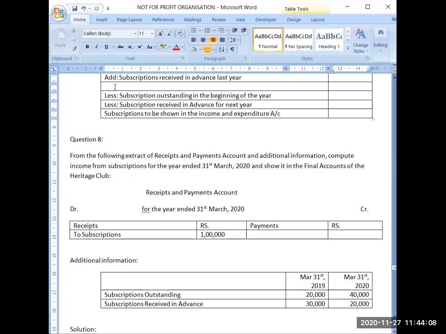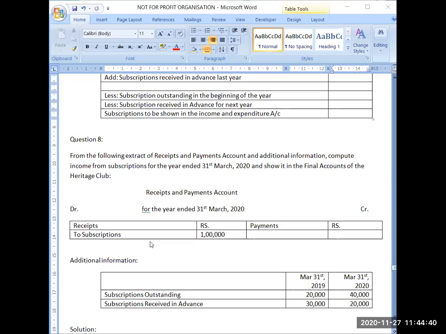Now coming to the question, see this question. From the following, extract of receipt and payment account. See, it is not a complete account. Only one information is given. A part of the receipt and payment account is given. That's why it is termed as extract of receipt and payment account. And additional information. Compute income from subscriptions for the year ended 31st March 2020 and show it in the final accounts of the Heritage Club.